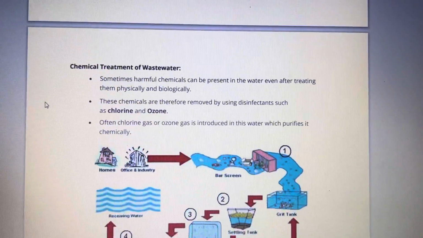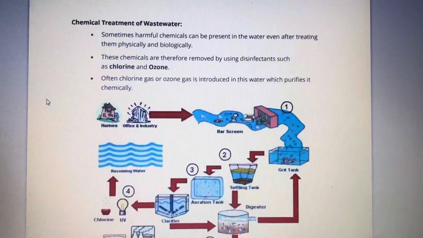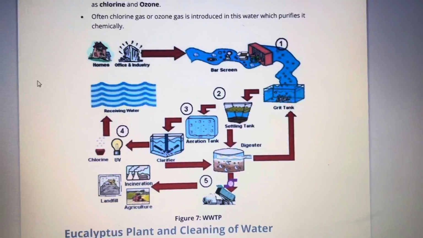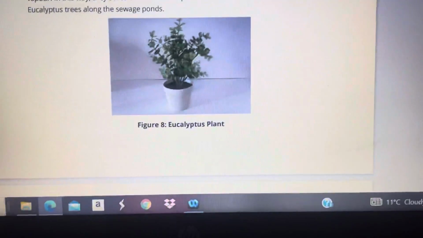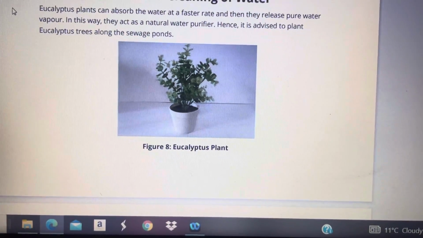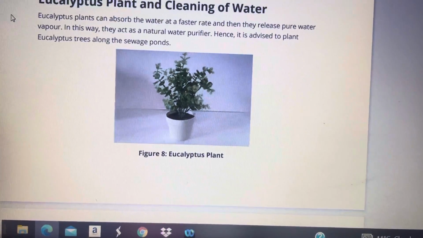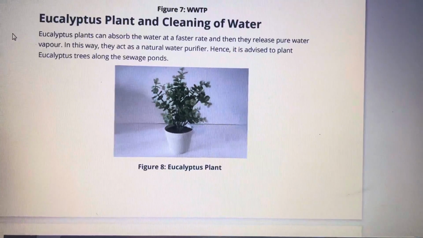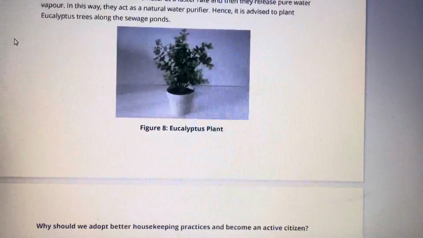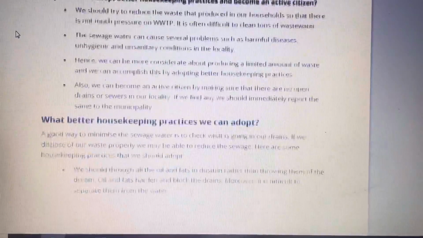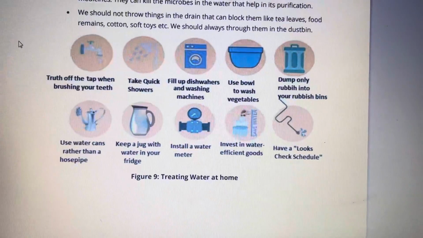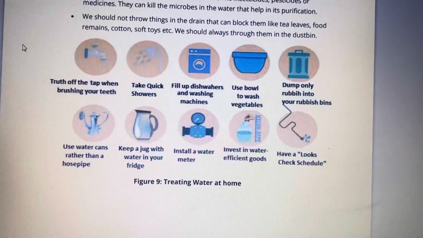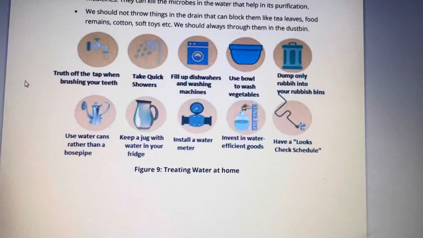Next, in the previous classes we have discussed the chemical treatment of water, as it is explained by this picture clearly. Next, we have a very important plant, that is the eucalyptus plant. It is mostly grown nearby treatment plants, where the water can pass through it, because this plant has a quality to clean the water. Next, we have the picture to show treating water at home, how we can save water, how we can clean the water at home. So this picture reflects that.